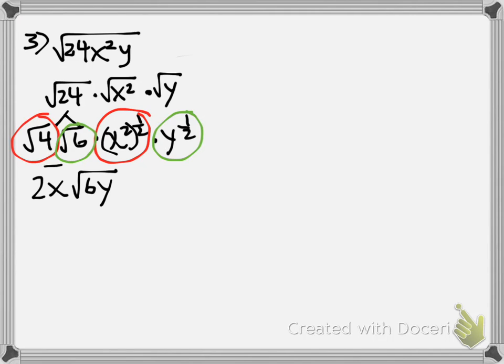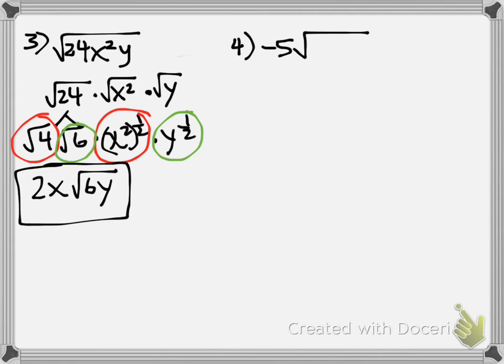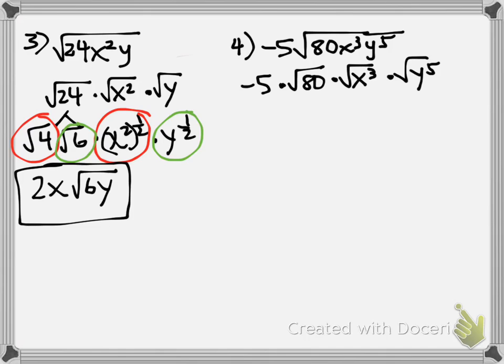And that's my answer. Some comes out, some does not. All right. What if, oh, look at this. I got a coefficient this time. I've got negative 5 times radical 80 x cubed y to the 5th. Okay. So I've got negative 5 times the square root of 80 times the square root of x cubed times the square root of y to the 5th.